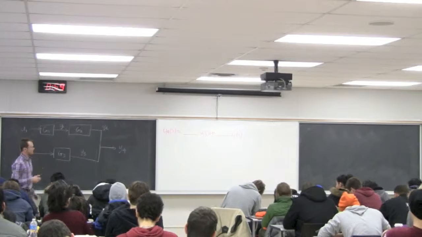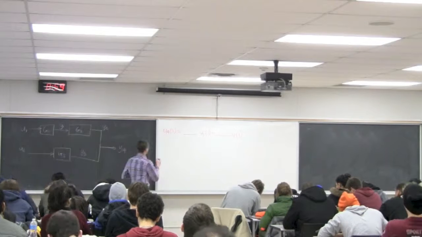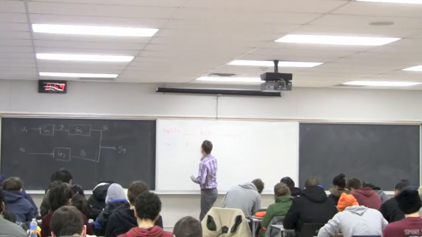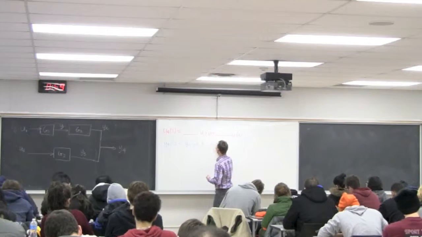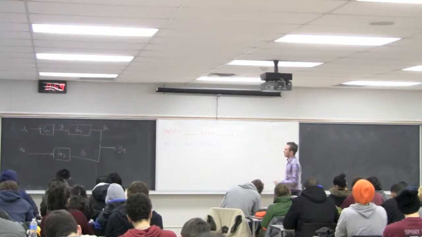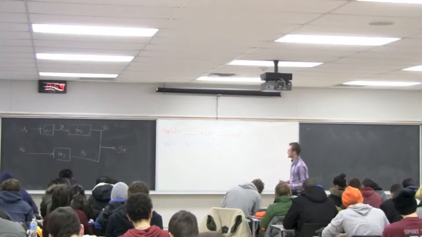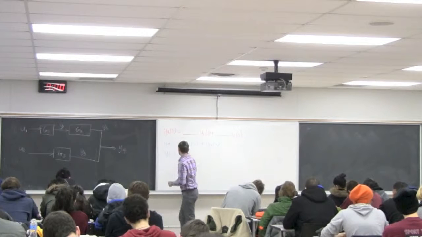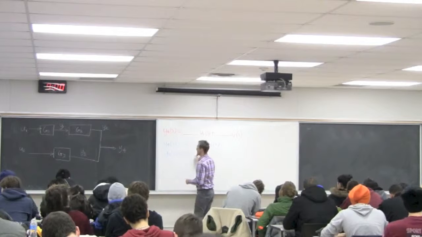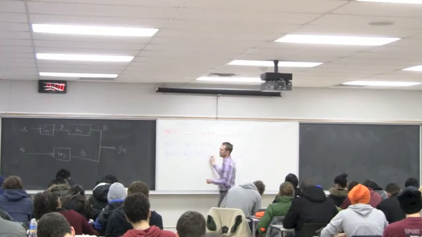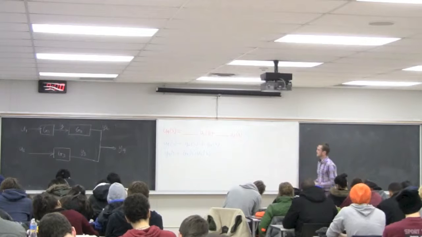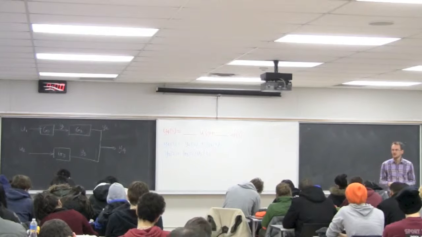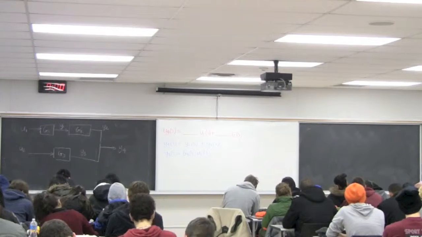Y4 is the sum of Y2 plus Y3. So one way to decompose this is to see it as Y4 of S is Y2 of S plus Y3 of S. And then Y3 of S, let's take that one first, simplest of them, is equal to G3 times U2. Y2 is equal to what?